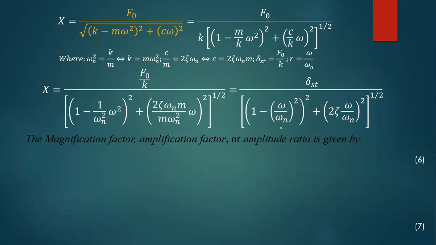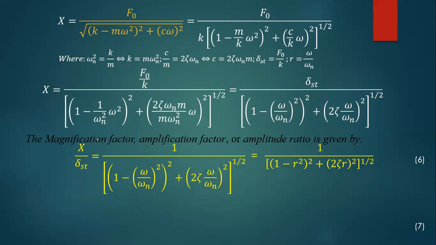So x over x static, we bring this here in order to find the magnification factor, MF. The magnification factor is equal to the steady state amplitude over the static deflection, which is equal to 1 over the radical of (1 minus (omega over omega n) whole squared) whole squared plus (2 zeta omega over omega n) whole squared. So which is equal to 1 over the radical of (1 minus r squared) whole squared plus (2 zeta r) whole squared. So this is the magnification factor.